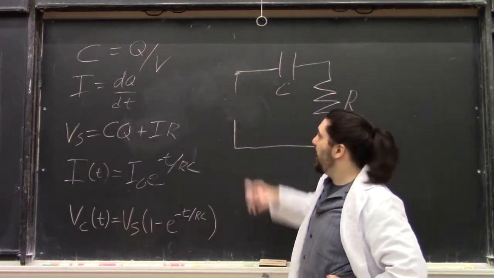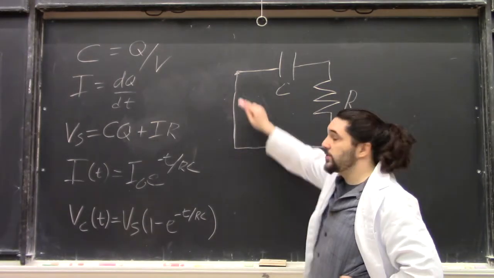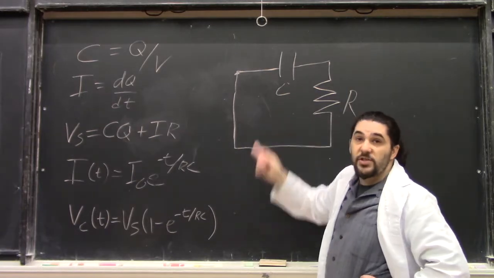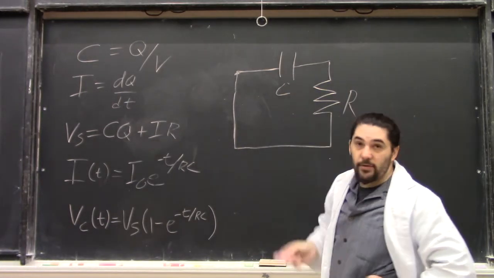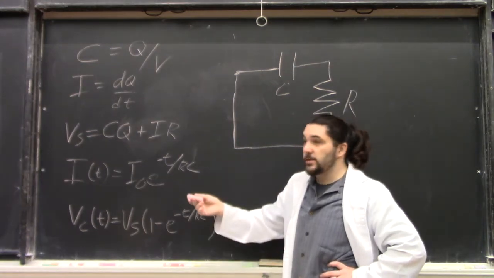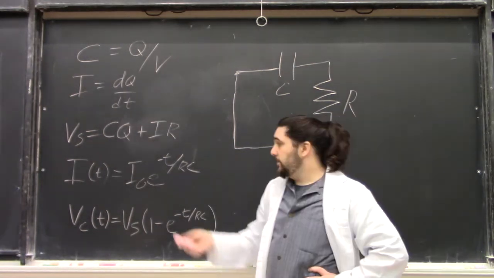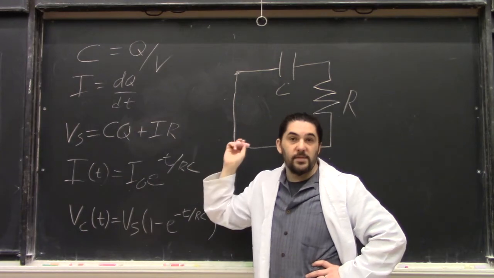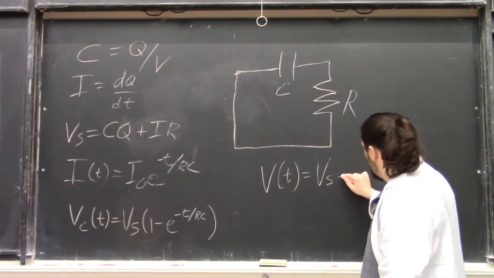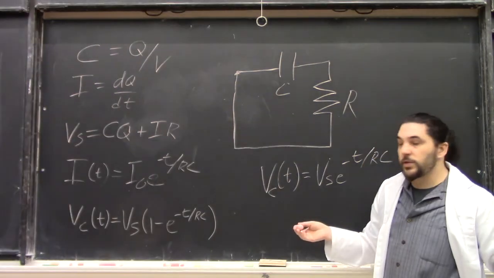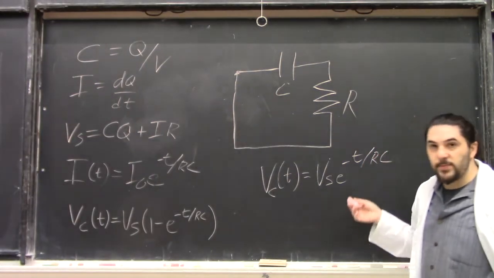If we then disconnect Vs and short circuit those terminals, the energy stored on the capacitor and its voltage are going to discharge back through the resistor. The current is still going to follow this exponential decay, of course with the current going in the opposite direction, and the result is that the voltage across the capacitor is going to be an exponential decay.